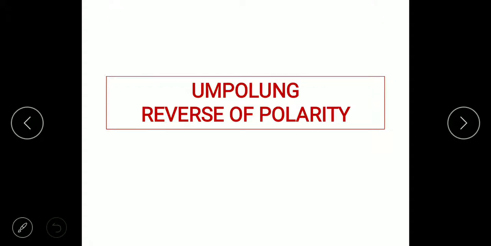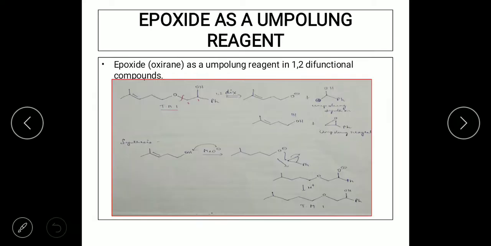Hi students, today we will learn umpolung, that is reverse of polarity, using epoxide as an umpolung. Epoxide is a cyclic ether. Epoxide, that is oxirane, as an umpolung reagent is used in 1,2 difunctional compounds. Let us look at the synthesis and also the retrosynthesis and the corresponding synthesis.